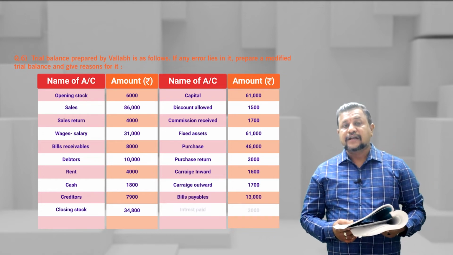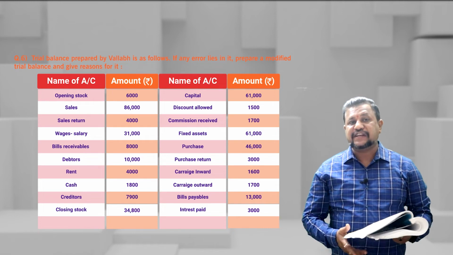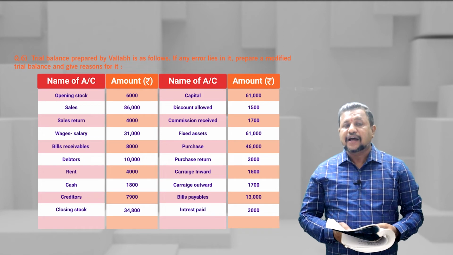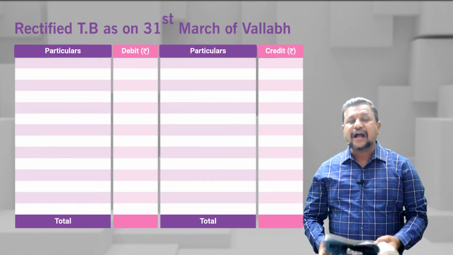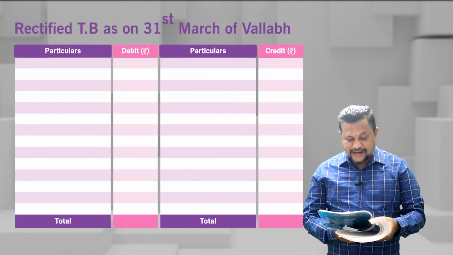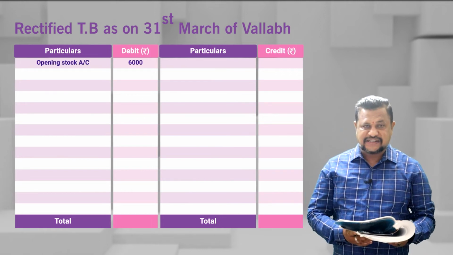interest paid. So this is an incorrect trial balance from which we have to prepare a correct modified trial balance, a rectified trial balance. Well, here also they have not given the format in which you have to present the trial balance. So guys, we will present it in account form. Well, if we prepare a rectified trial balance, debit side opening stock 6,000, it's an asset.